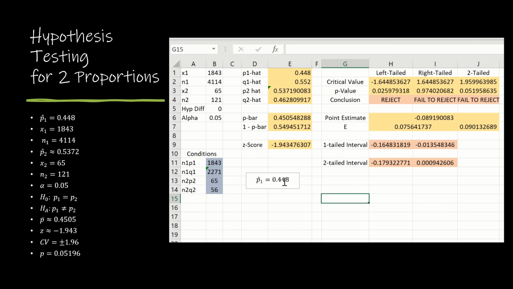So again, looking at everything that we have found, the z-score, this was a two-tailed test, so the critical value, the p-value, our conclusion to fail to reject, and the two-tailed interval, everything matches up with what we found by hand.